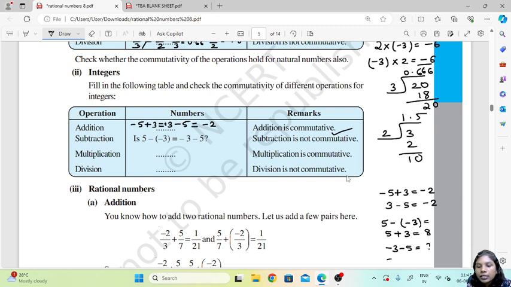But the answer will have a negative sign. So this and this are not equal, correct? So this and this are not equal. So therefore subtraction is not commutative.